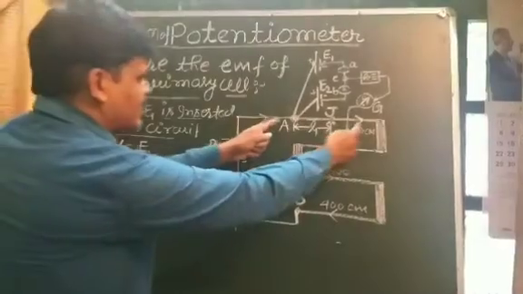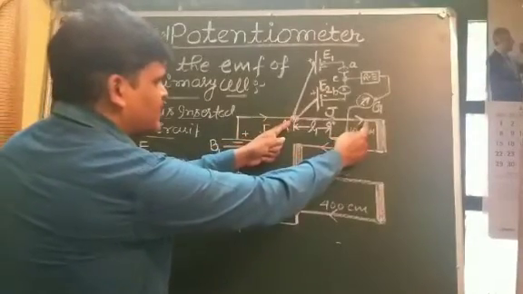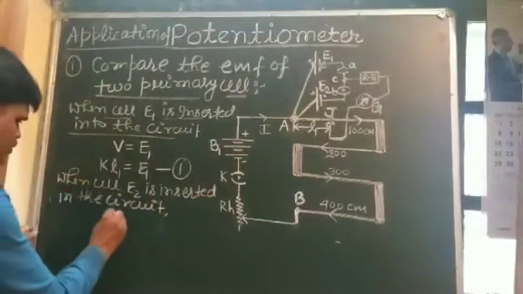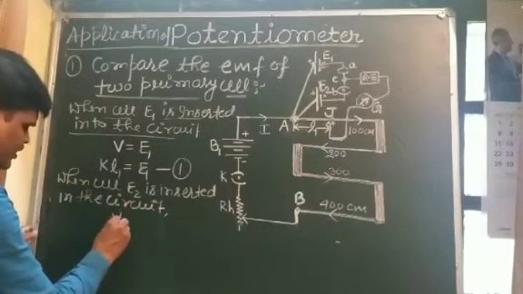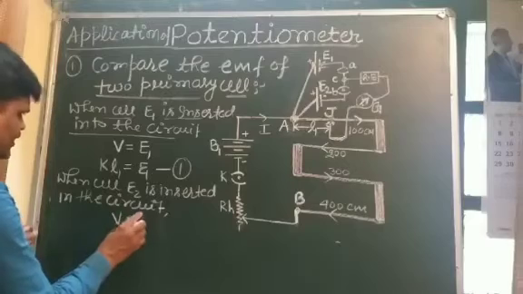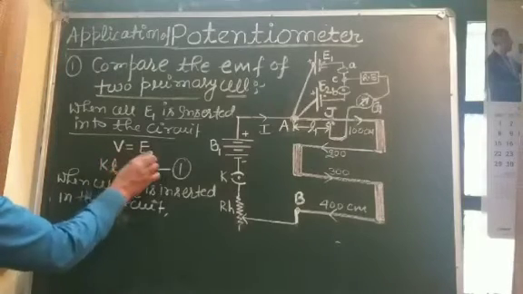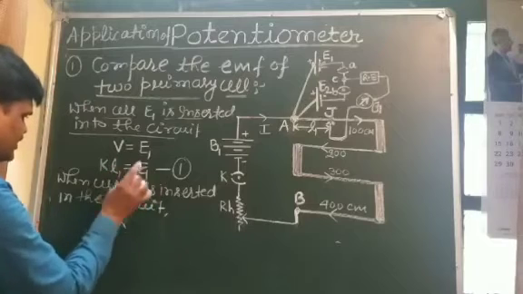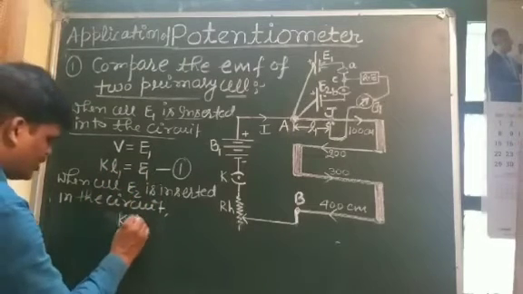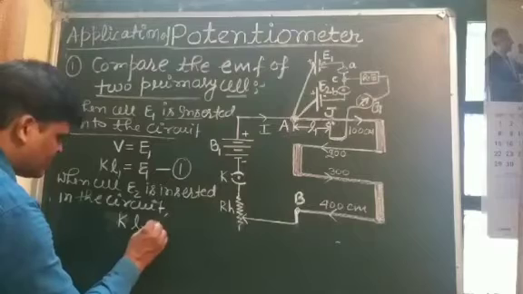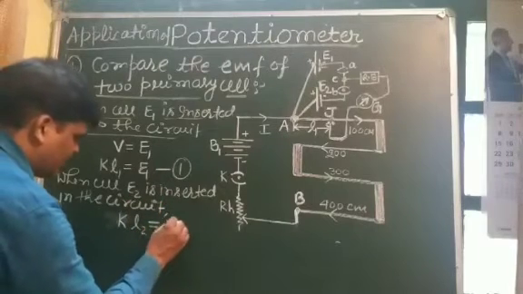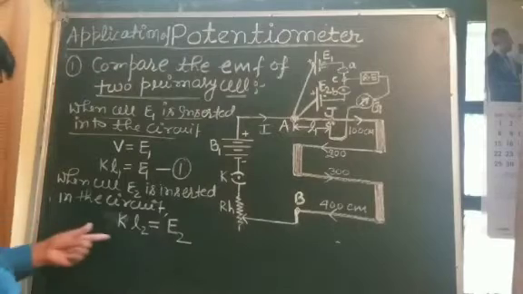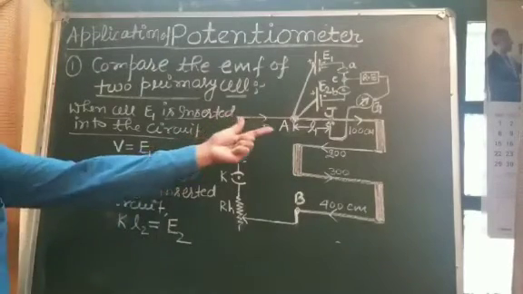It means the potential difference across length L2 of the wire is equal to the EMF of cell E2. In the same way, V equals KL2, where K is the potential gradient, which is constant, and this is E2, because the null point is obtained at length L2 of the potentiometer wire.